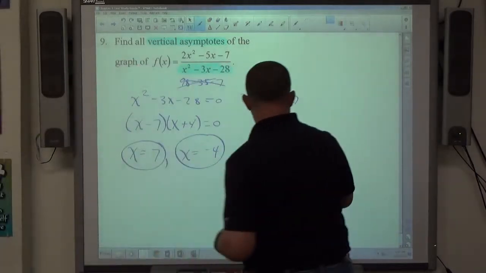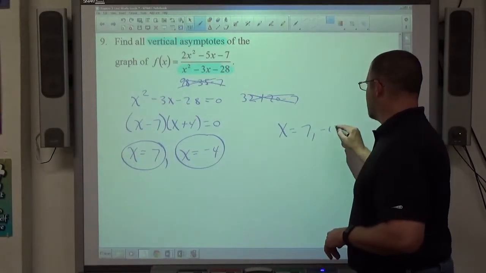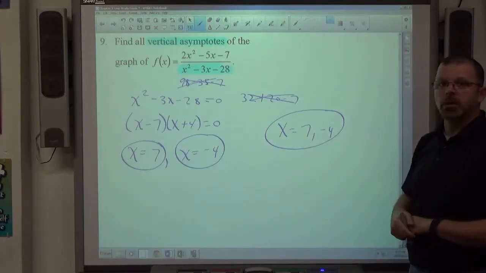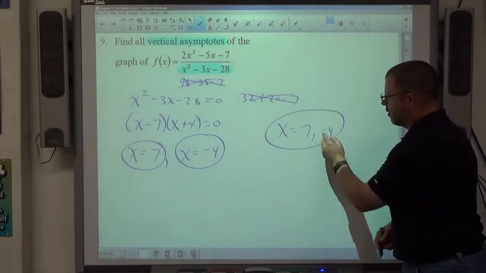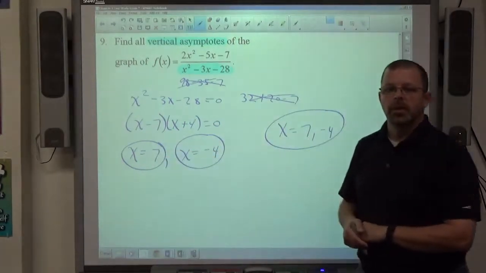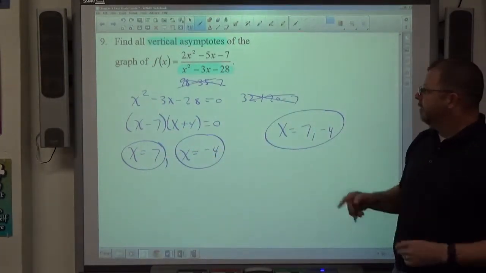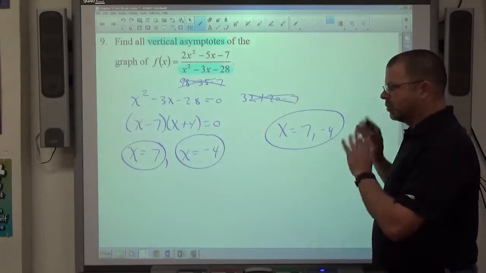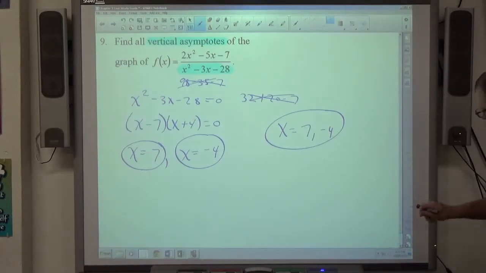If you write your answer like this, x equals 7 comma negative 4, I'm going to count off 4 points because you got one answer right, one answer wrong. x equals 7 is the right answer, negative 4 isn't an answer. So make sure you put x equals, x equals. And again, if one of these did make 0, just throw that one out. All right, just scribble it out, make it go away.